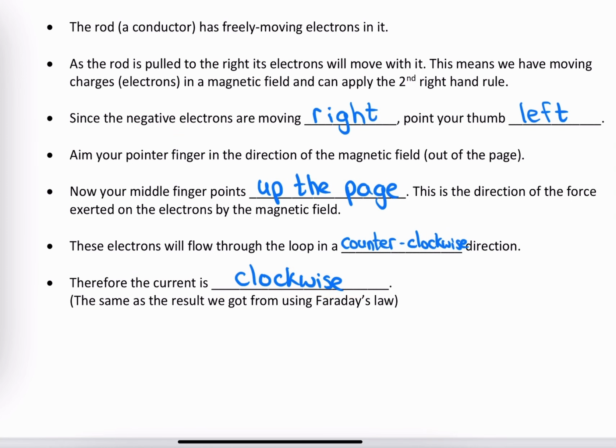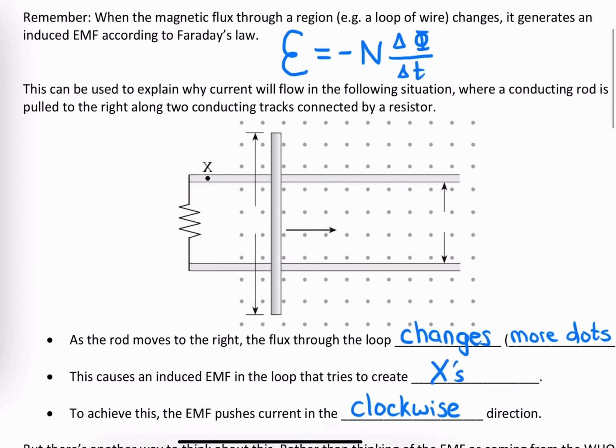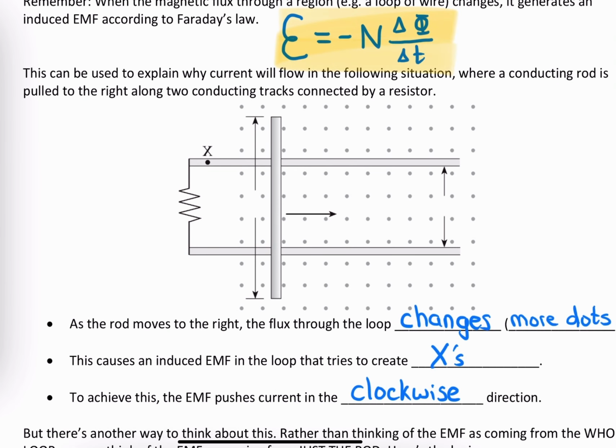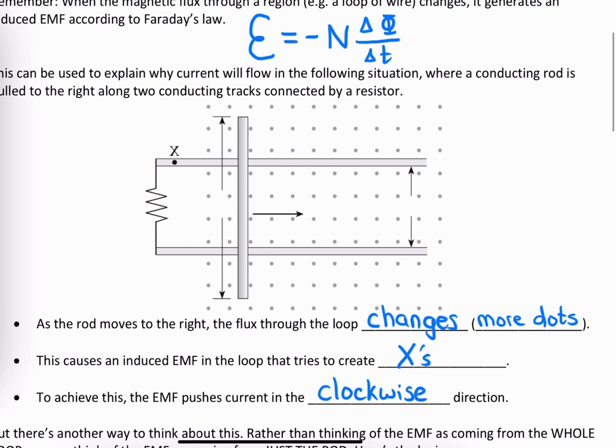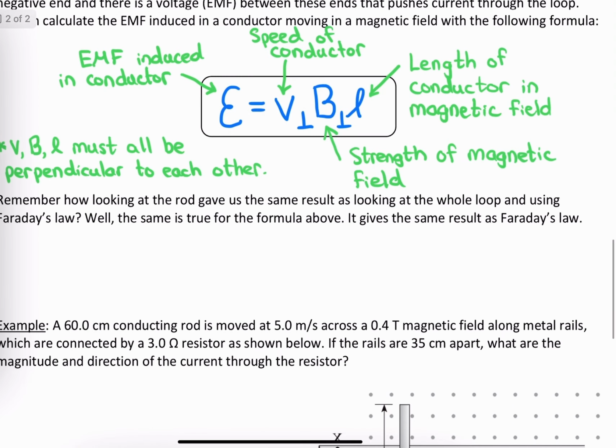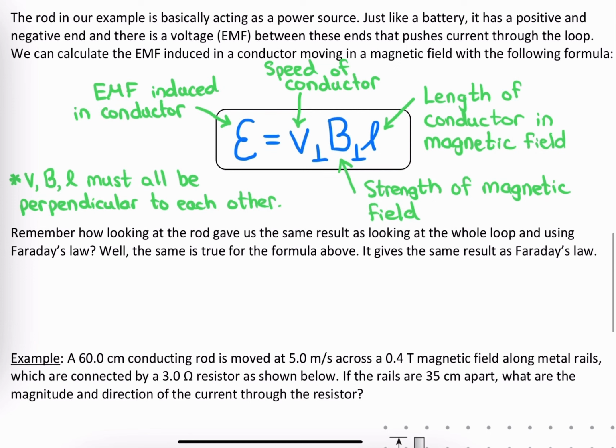And that was the exact same result as we got when we just used Faraday's law directly. Both this new way of thinking and the old way of thinking, Faraday's law, allowed us to conclude that the current was clockwise. Well, that sort of agreement carries through to this formula too. This formula really gives the same results as Faraday's law.